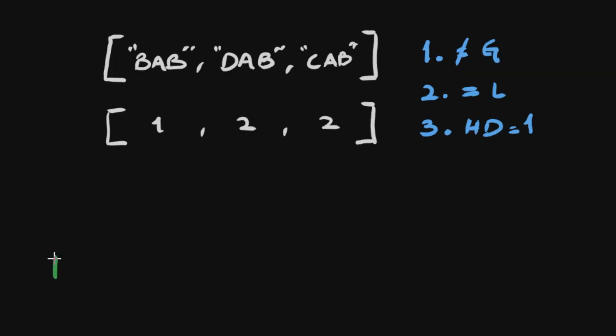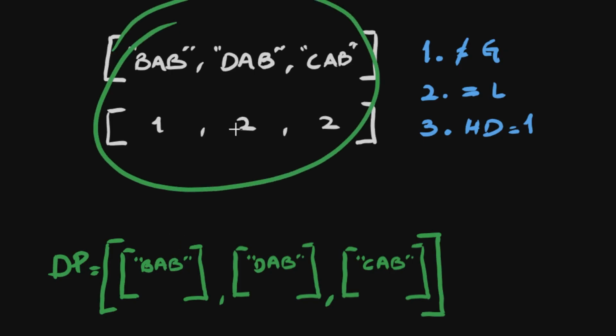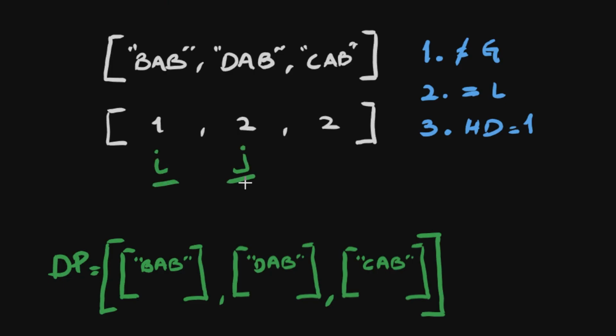Now first we will create a DP array, and for each index we are creating an array which will include the corresponding word for that index initially, and we will iterate these two arrays with two pointers, i and j, and at each step we are first checking this. So for example, first we are checking if the corresponding values in groups are different. In this case they are, so this is okay.